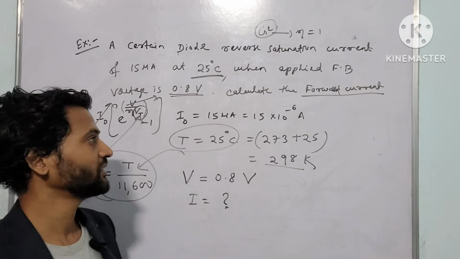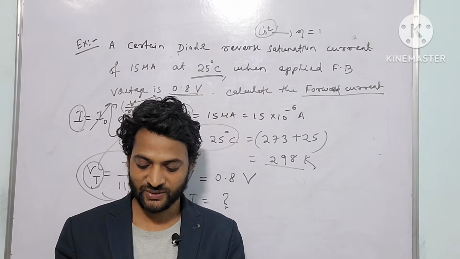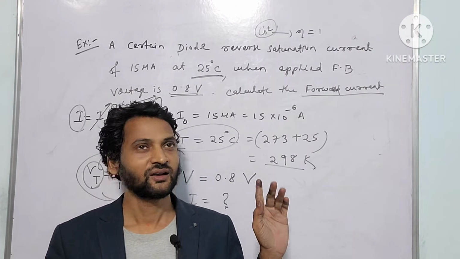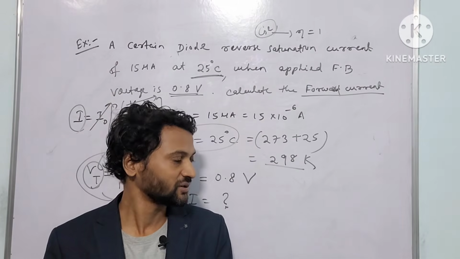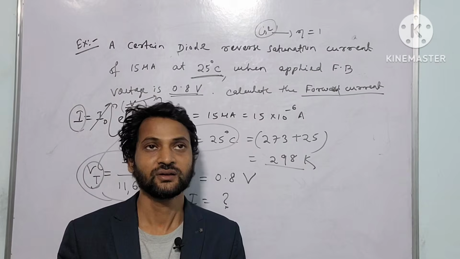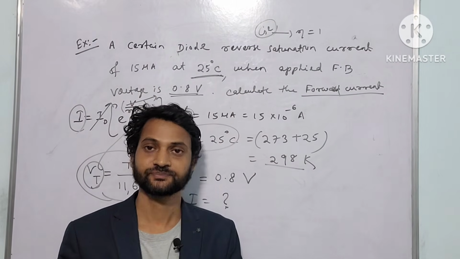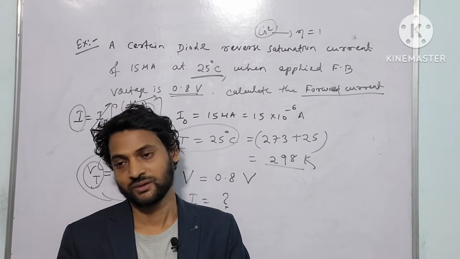Okay. I think it is almost done. So I have explained the diode current equation, what the parameters are, and what the diode current depends on. We also did some numericals based on the equation.